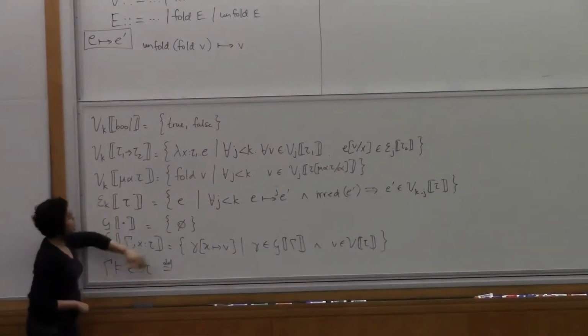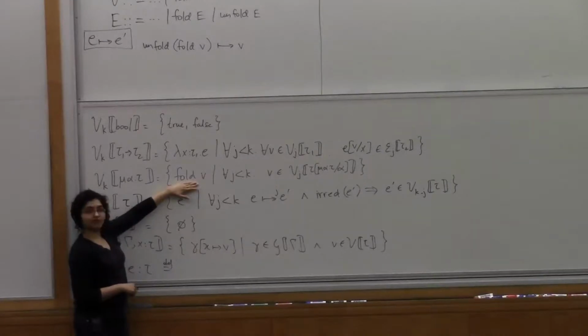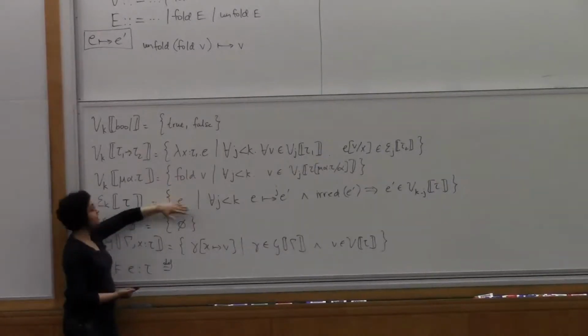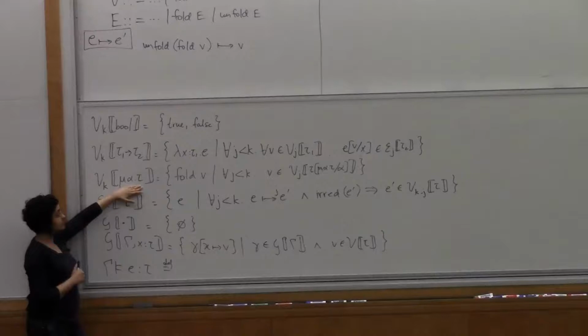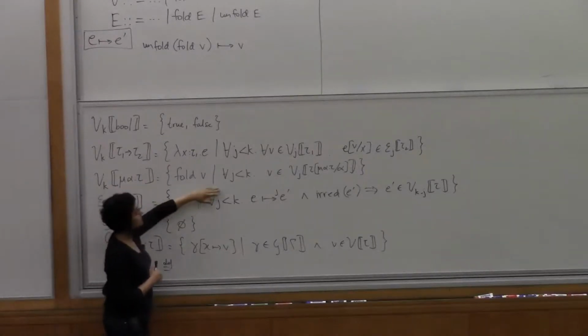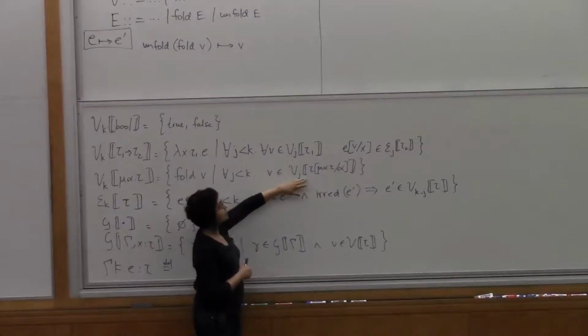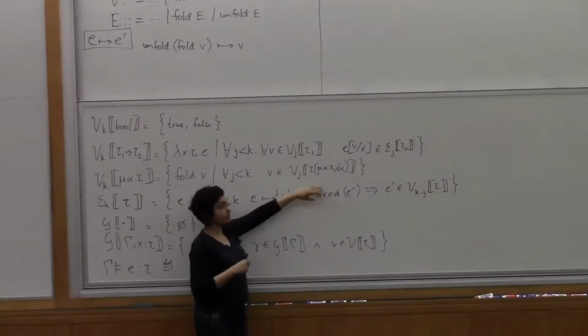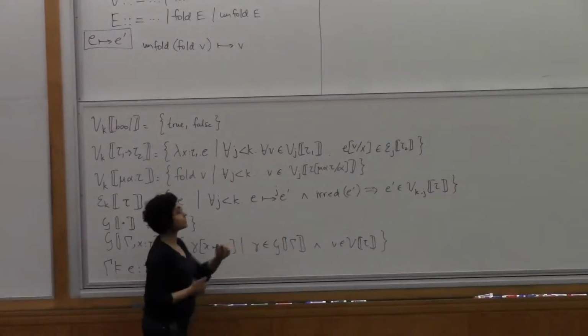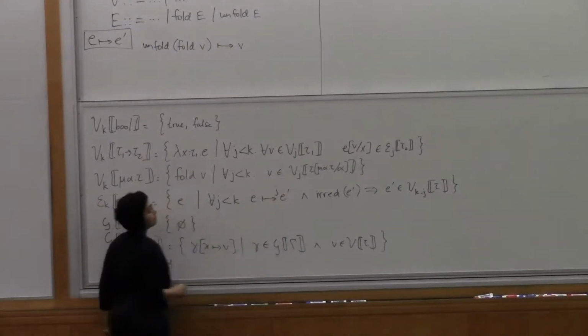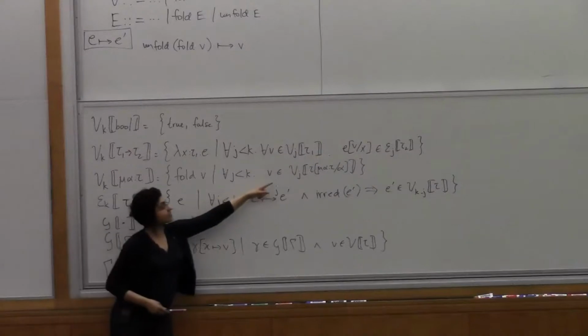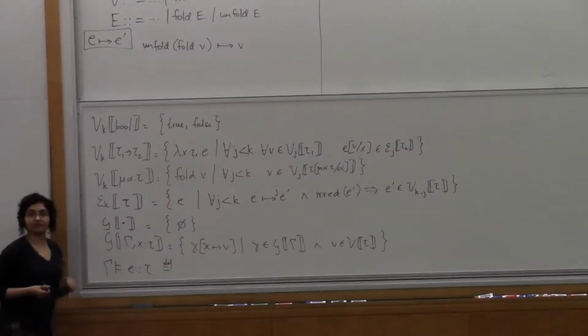With recursive types, we want to say that a value fold v behaves like it has type mu alpha tau for k steps, if for some j strictly less than k, v behaves like it has the unrolled type, the unfolded type, tau with mu alpha tau substituted for alpha. All right? So this is where our step index helps. j is strictly less than k, so the definition is well-founded.